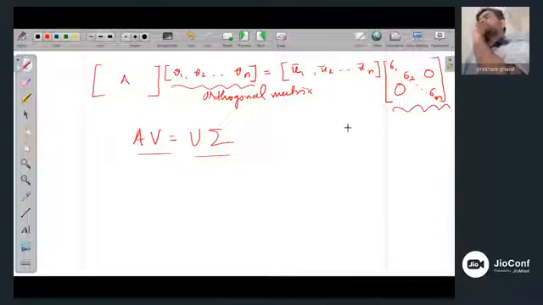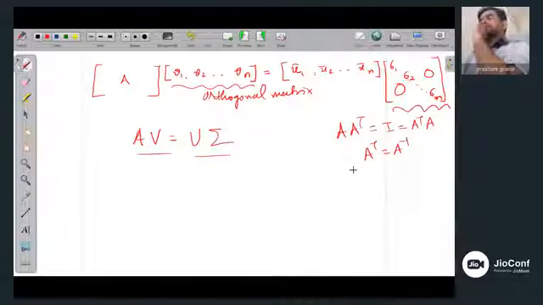What is an orthogonal matrix? A matrix A is orthogonal if A into A transpose is equal to identity, which is the same as A transpose into A. That means the inverse of the matrix A is its transpose itself. This is the definition of an orthogonal matrix. So this V and this U are orthogonal matrices.